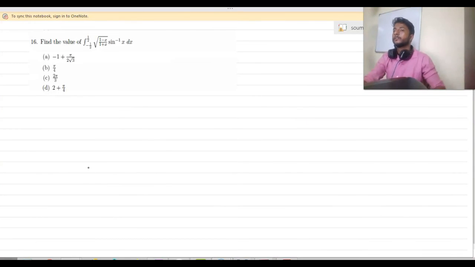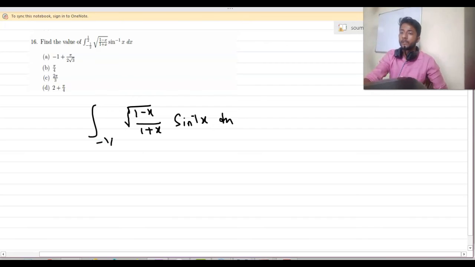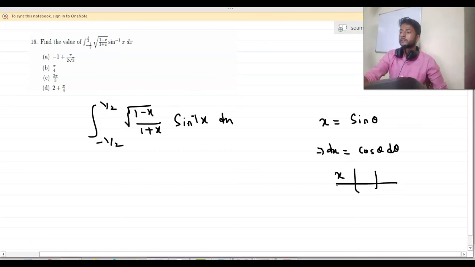Let us solve the question number 16. Here we have to integrate the function root over of 1 minus x by 1 plus x into sine inverse x dx from minus half to half. So I am putting x equal to sine theta. So dx is equal to cos theta d theta. Now interchanging the limit x and theta. If x equal to minus half, then theta is equal to minus pi by 6, and x equal to half, then theta equal to pi by 6.